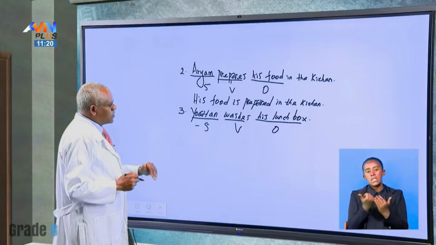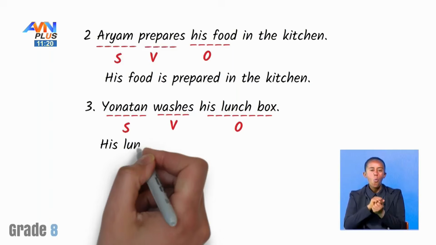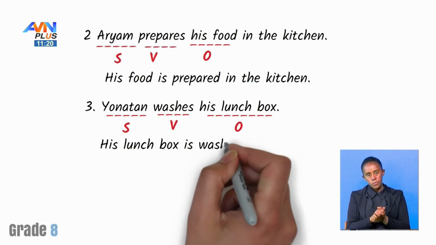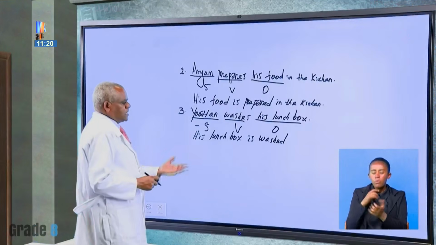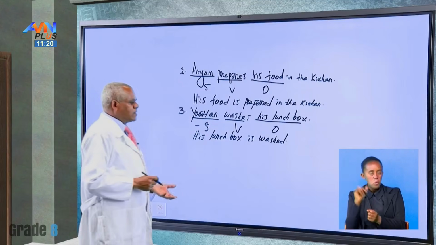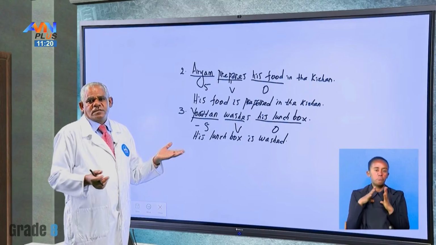So, his lunchbox is washed. By whom? By Jonathan. His lunchbox is washed. If you want, you can write by Jonathan. Otherwise, if you are writing like this, it's fine. Still it is a passive voice.